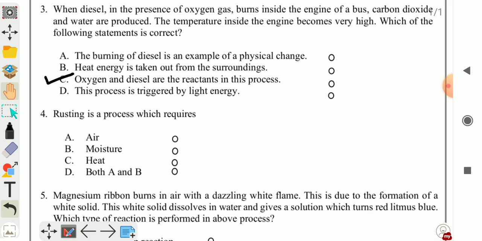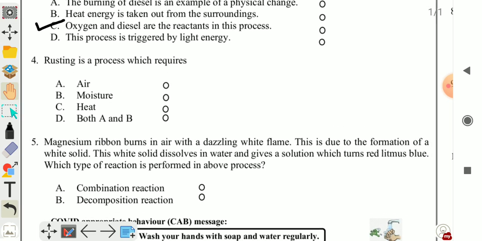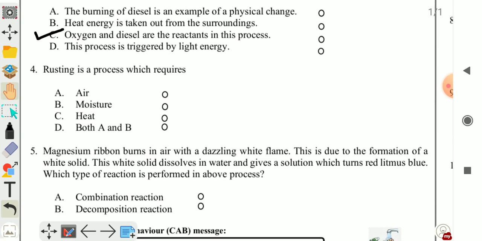Next question: rusting is a process which requires A, air, B, moisture, C, heat, D, both A and B. So you know, children, rusting is a process which requires both air and moisture. So the correct answer will be D, both A and B.